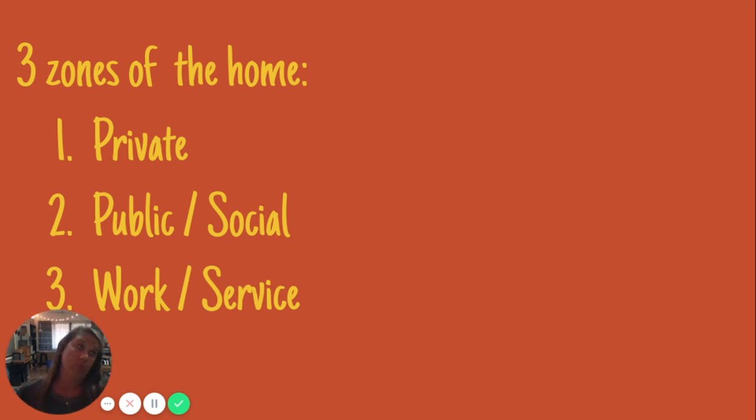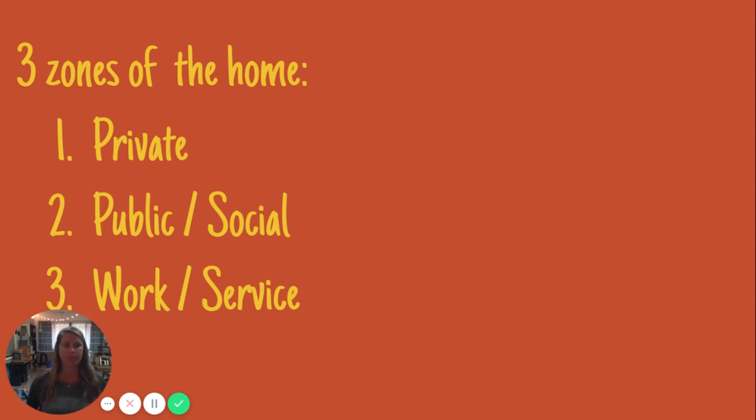So a home is broken up into 3 zones. You have private zones, you have public or social zones, and you have work or service zones. So any area in your home will be one of these types of zones. In some cases, it's 2 of these types of zones, but not very often. And it's important for us, when we design the layout of a home, to put like zones together.